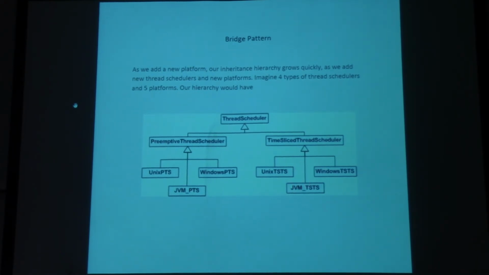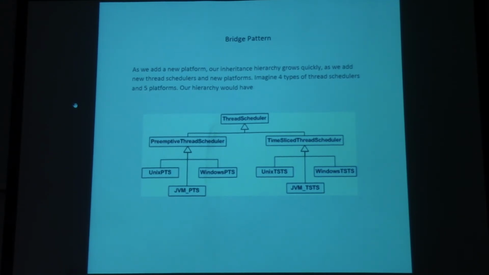So as we add a new platform, our inheritance hierarchy is growing quickly, and as we add a new thread scheduler, so now imagine that we have another thread scheduler. So instead of preemptive thread and time slice, we have some kind of exponential thread scheduler. It's got a different scheduling idea altogether. So in that case, we would have to add this class, subclassing this abstraction, and then add 3 more implementations.